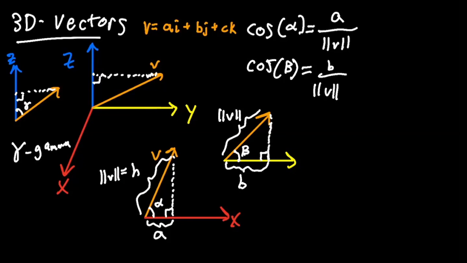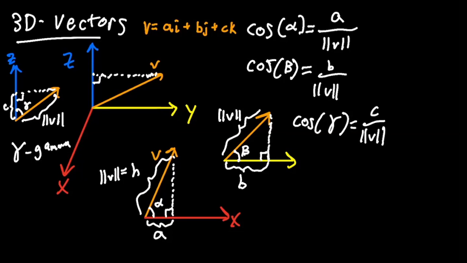And to find this, we can look at the z component. So this is the z component, which is c. And we can look at the magnitude of our vector v. So cosine of gamma is equal to c over the magnitude of v.